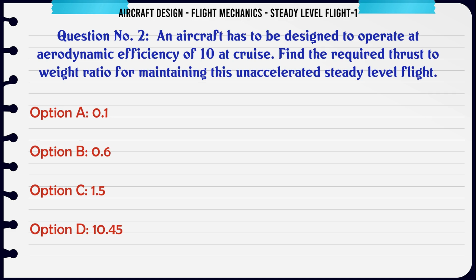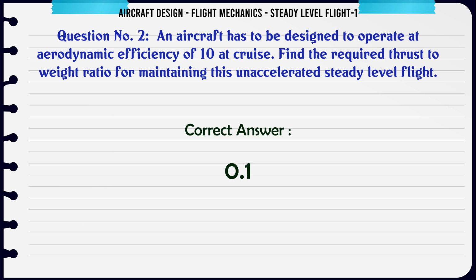An aircraft has to be designed to operate at aerodynamic efficiency of 10 at cruise. Find the required thrust-to-weight ratio for maintaining this unaccelerated steady level flight. A: 0.1, B: 0.6, C: 1.5, D: 10.45. The correct answer is 0.1.